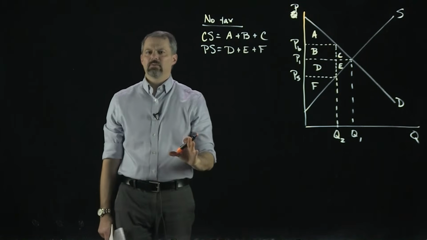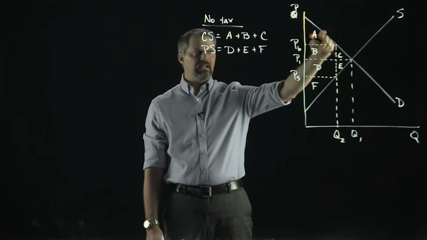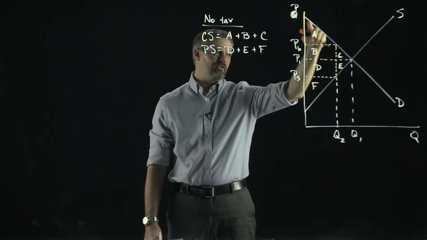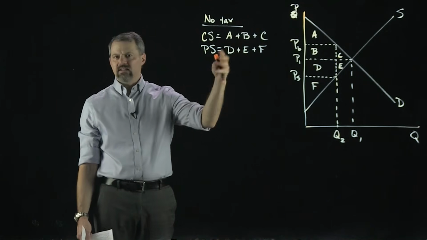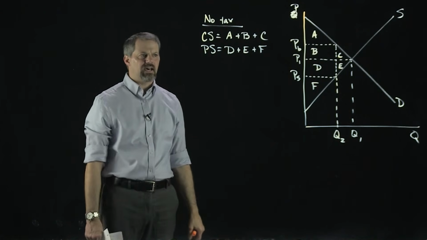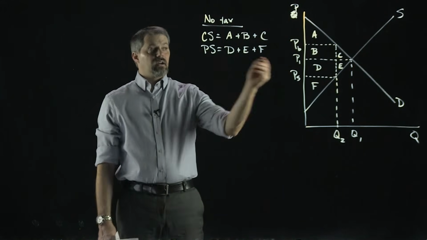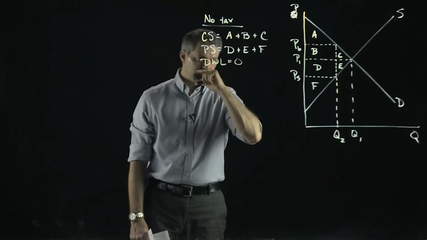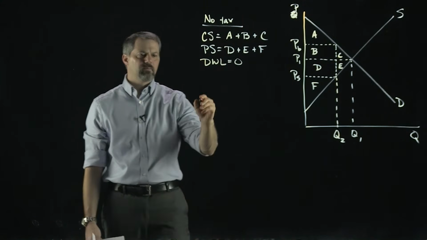And I know I've said this before, but obviously if you were given a market and you had to calculate consumer surplus, you wouldn't divide it up into these areas. You just calculate the triangle area. I'm dividing it because once we impose the tax, those are going to be appropriate divisions. With no tax, deadweight loss is equal to 0. Total surplus is maximized. Now let's impose the tax.